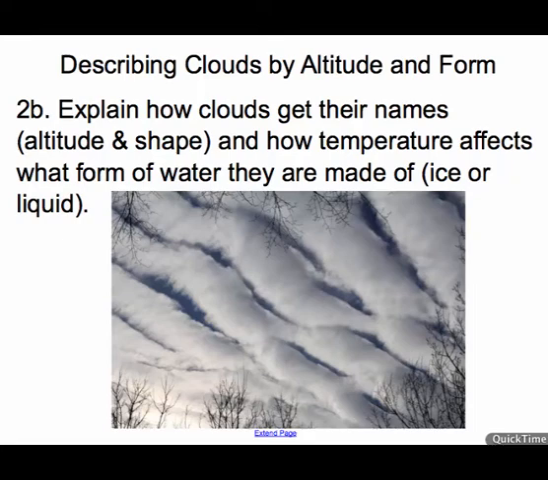This video is going to cover how we describe clouds by altitude and form, or their shape, how they look. Target 2b is what you'll really be answering by studying this video. Target 2b is explain how clouds get their names by altitude and shape, and how temperature affects what form of water they are made of, ice or liquid.